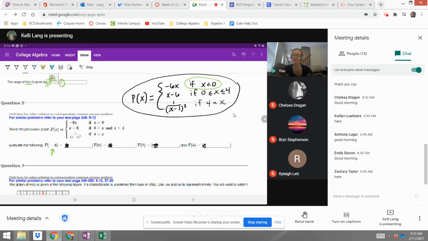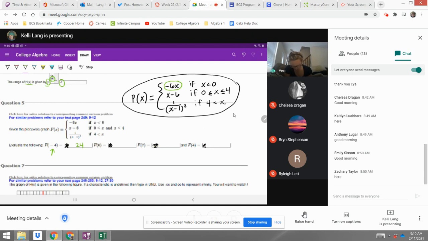So if x is -4, x is less than 0. So it's the first formula, the first part of the function, that we would use to plug in -4. If we plug -4 in there, -6 times x would give us positive 24. And that would be our answer for that part.